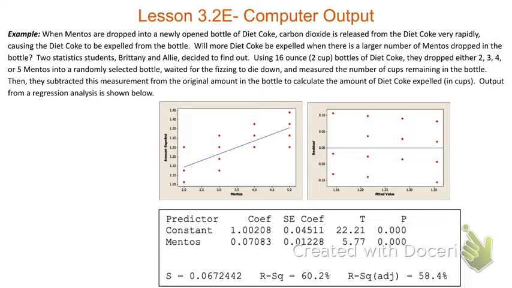They dropped either 2, 3, 4, or 5 Mentos into randomly selected bottles, waited for the fizzing to die down, and measured the number of cups remaining in the bottle. Then they subtracted this measurement from the original amount of 16 ounces or 2 cups, and they calculated the amount of Diet Coke expelled in cups. Output from the regression analysis is shown below.